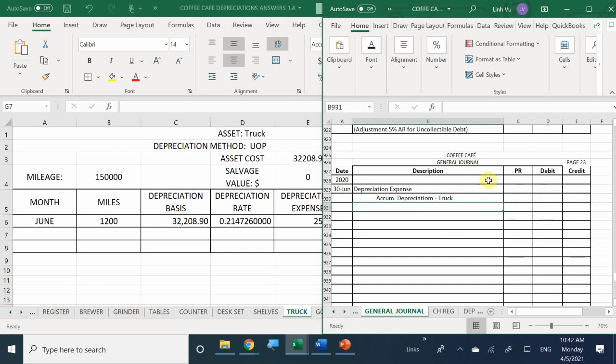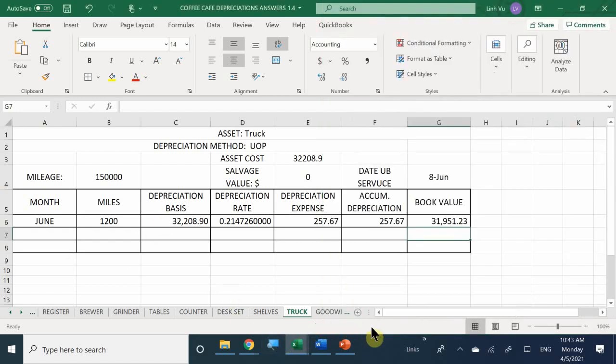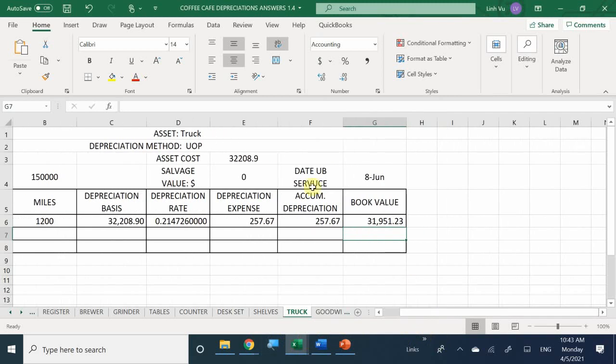So in this case, what are my account numbers for these? What's my depreciation expense? 660. And my accumulated depreciation for the truck? 13011. Okay, and we know how much it's going to be for. It's going to be for the 257.67. All right, and then let's see what my accumulated depreciation was for the month of June.